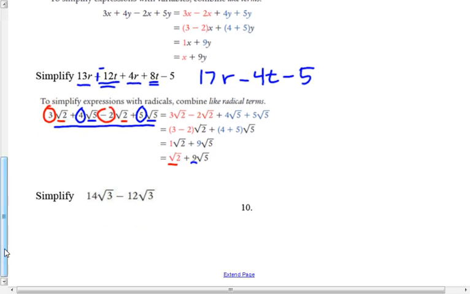So this expression right here, since these are the same factor, both of them are multiplied by the square root of 3, using the distributive property, I could just do the square root of 3 times 14 minus 12 like that. And 14 minus 12 is 2. So I really have 2 times the square root of 3 for that one. All right.